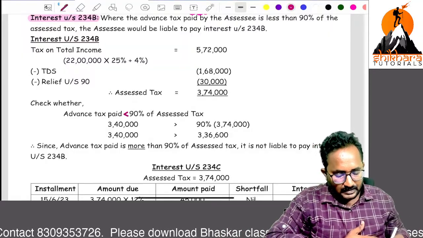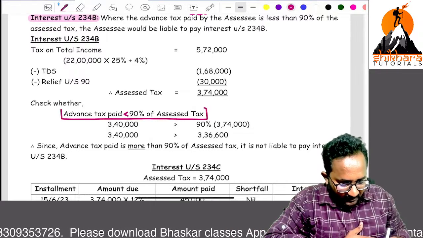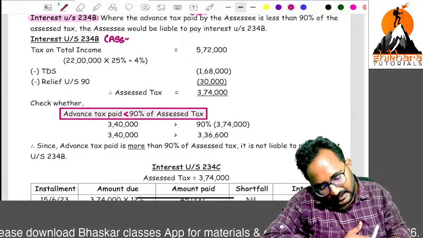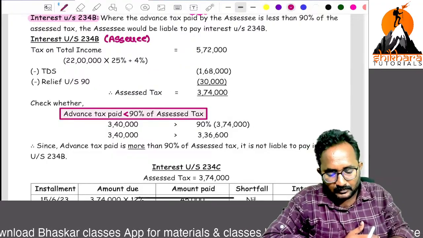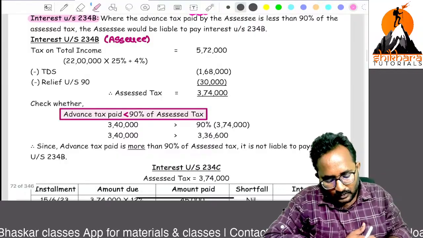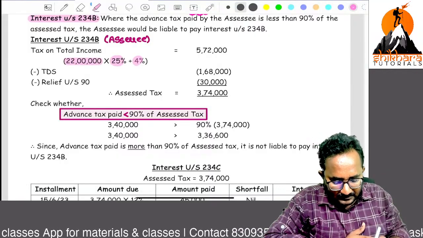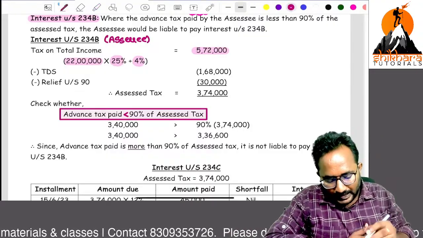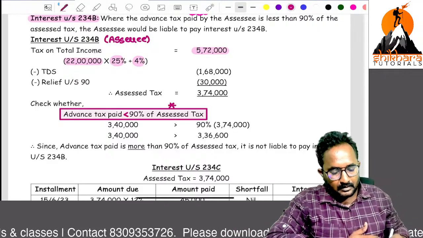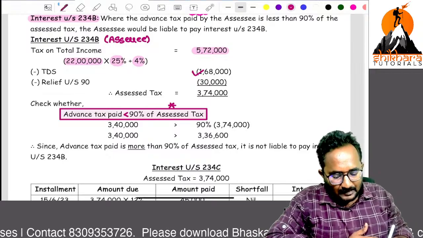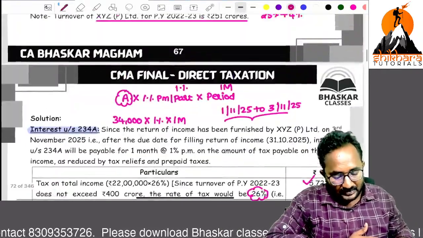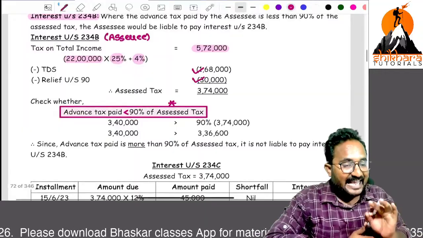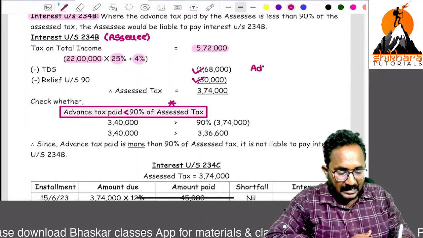What are all the things we can check, ma? Advance tax paid, if it is less than 90% of SSA tax. Here, who is computing the interest, ma? SSC. Now, what is that SSA tax we can take, ma? Self-assessed tax. I think you know, 22 lakh income. On that, the tax you calculated is 5,72,000. Now we are calculating this assessed tax, ma. But I already paid TDS. Already I paid how much, ma? Relief, sorry, I got relief under section 90. How much, ma? 30,000.